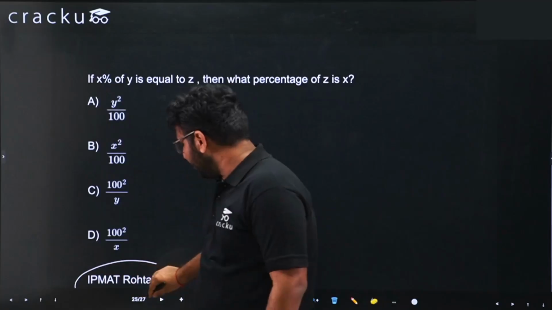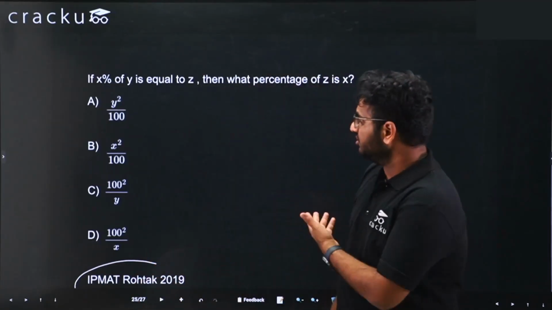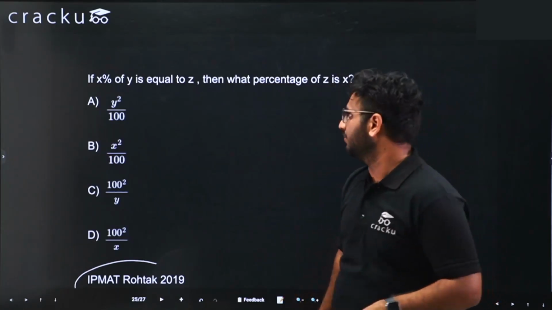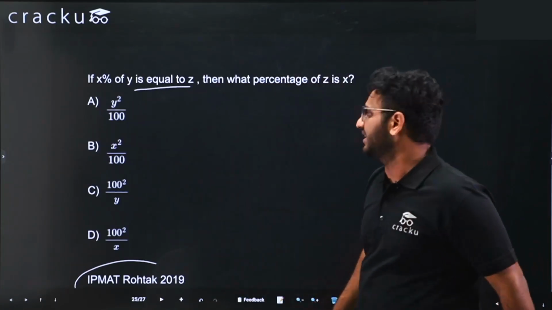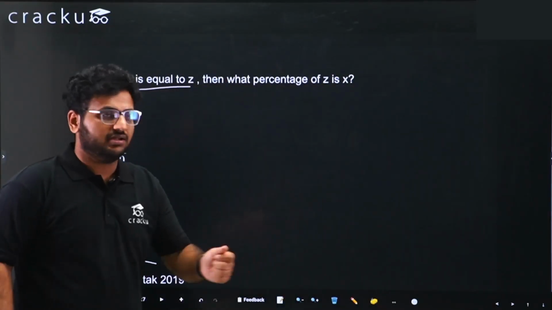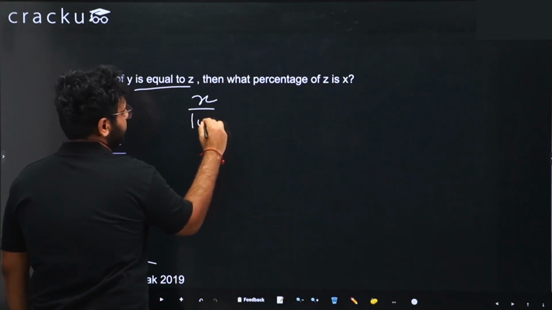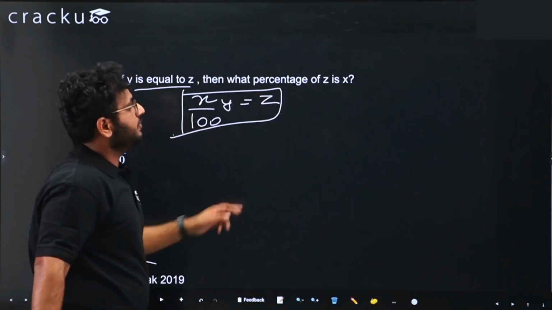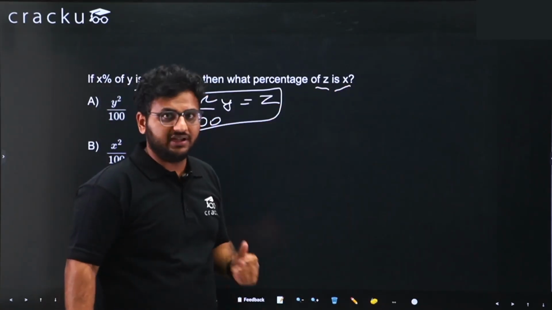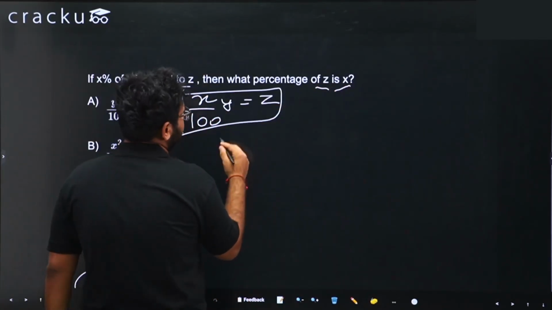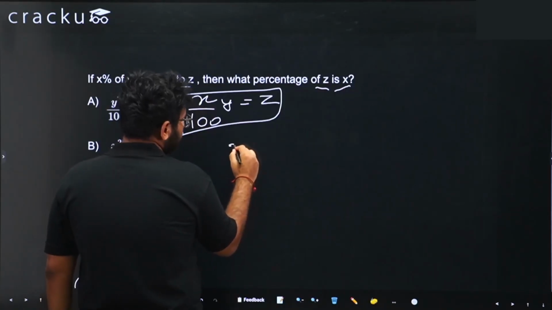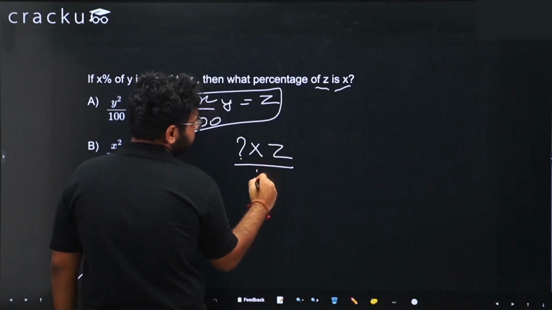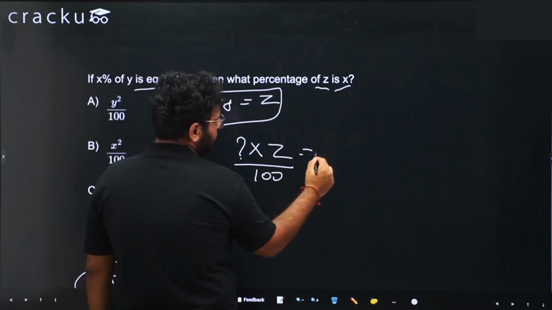This is from IPMAT Rohtak 2019. So this is a PYQ, and after learning all this, we can see how easy this question becomes. So if x% of y is equal to z, so percent is what? Per 100. So it would be x by 100 of y is equal to z. Okay. Then what percent of z is x? Now it is asked what percent of z. So some question mark of z, which is z percent, so percent is per 100, is equal to x.